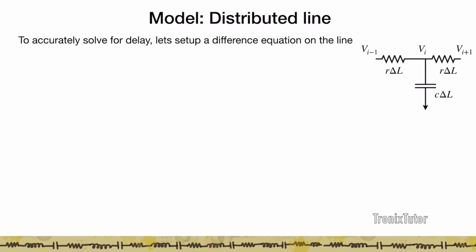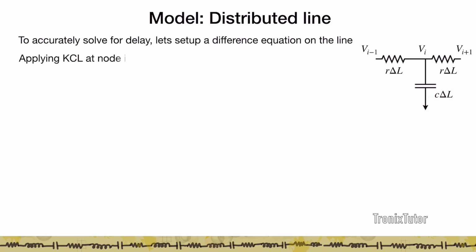To solve accurately, we can also use differential equations. So let's think about an infinitesimally small section of the wire, which can be broken up into three values of voltage, V i minus 1, V i and V i plus 1, with a resistance R delta L at each segment and a capacitance C delta L present at the node.